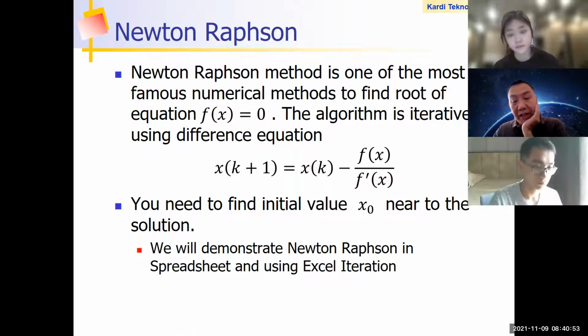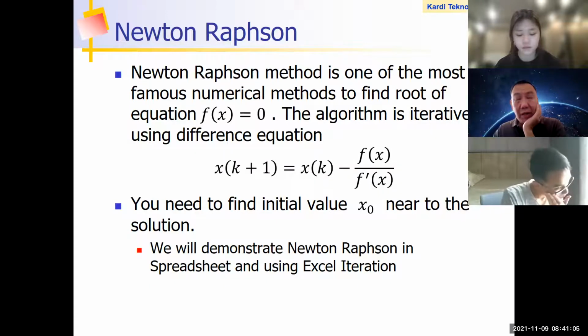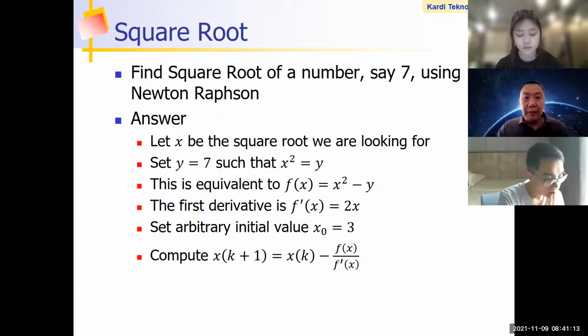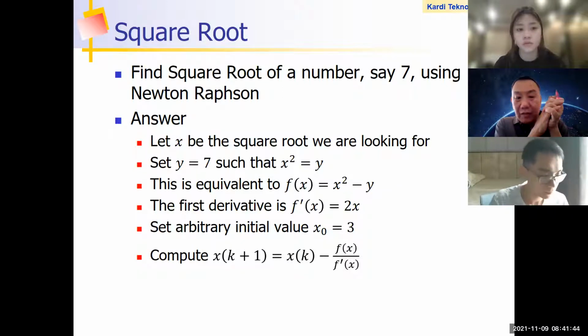There's a problem here. The problem is to find the initial value. If the initial value is near, then you can find the correct solution. If far, probably you will be trapped in a local optimum. I will describe that later. So let's say you want to find the square root of the number 7 using Newton-Raphson. Let x be the square root we are looking for, and set y equals 7, so that x squared equals y. That is equivalent to f(x) equal to x squared minus y.